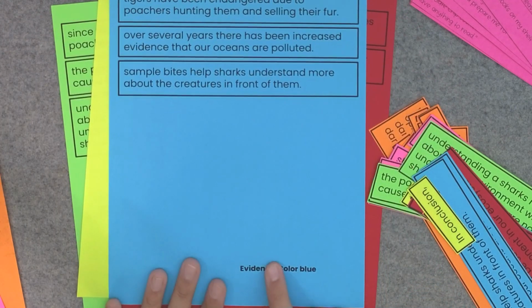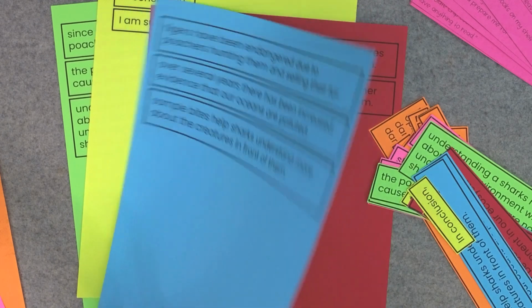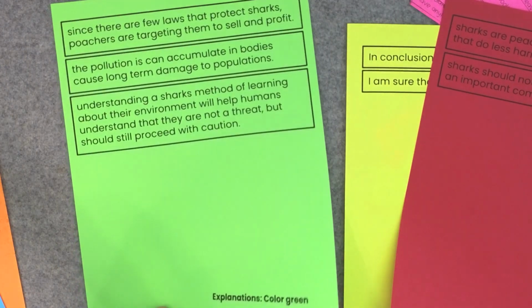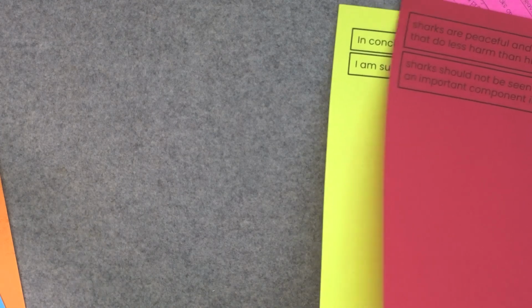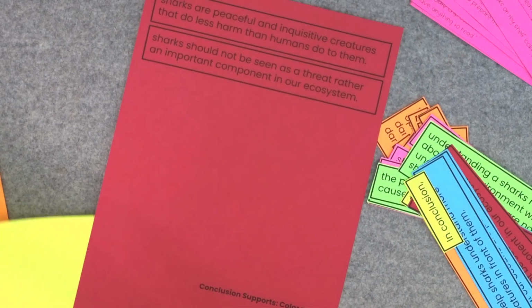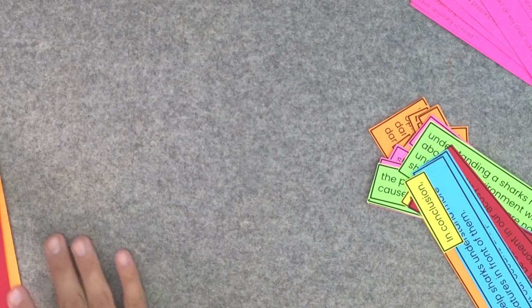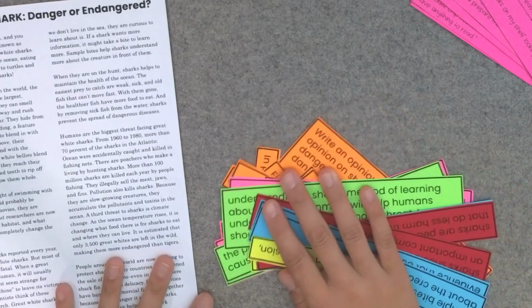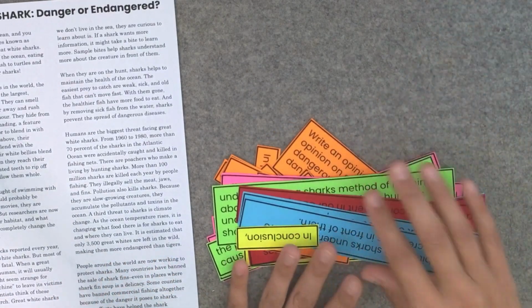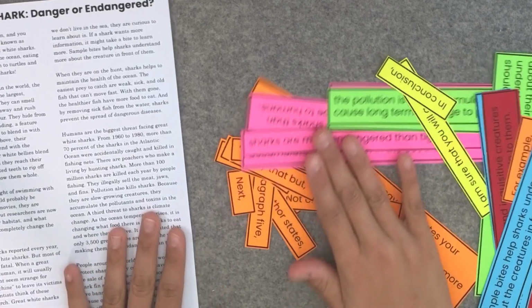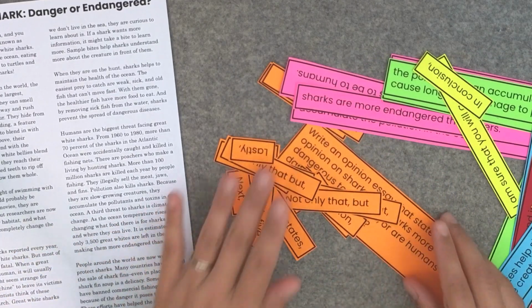And then we have the evidence, which is the color blue. Then we have the explanations, which are green. You have the conclusion transitions. And then finally, the conclusion supports that are in red. So knowing that and how I structured that in my document to get this printed out for them, students are working together to begin putting all of these pieces together.